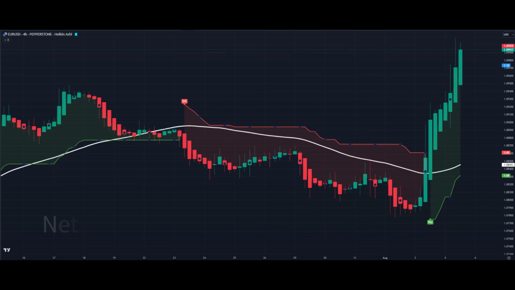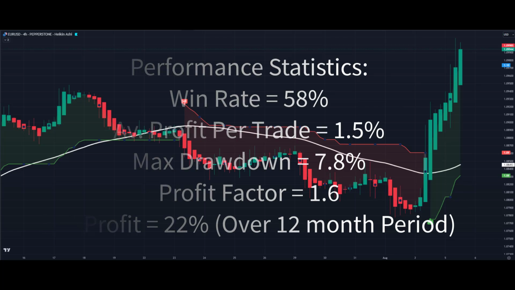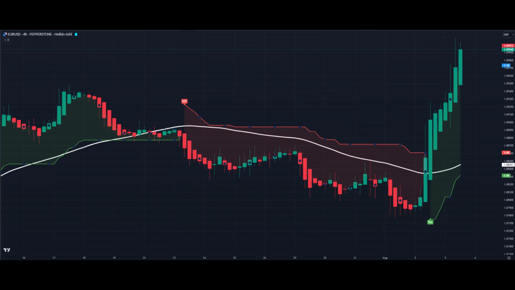Now, performance stats on there: a win rate of 58%, average profit per trade about 1.5%, max drawdown 7.8%, profit factor 1.6, and net profit over a 12-month period was roughly 22%. So this strategy does well in trending markets, getting significant upswings, but it does give back gains during sideways markets, indicated by that drawdown of 7.8%. So maybe factor in another tool to try and get you out of that sideways slippage.